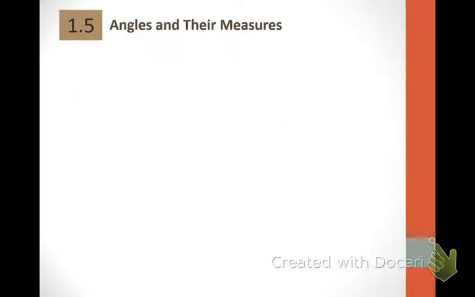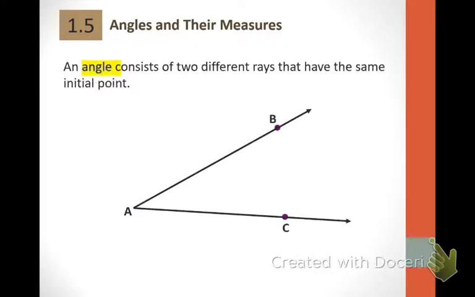All right, so we're going to talk about angles. The first thing you want to do is know the definition of an angle. An angle consists of two different rays that have the same end point or same initial point. Either one would be fine. So it consists of two different rays that have the same initial point.